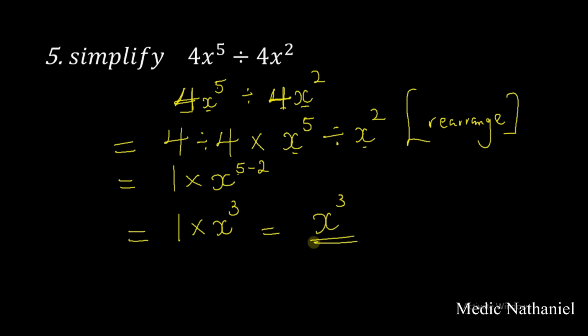This is the answer. 1 times any number is equal to that number. 1 times 5 is equal to 5. 1 times 6 is equal to 6. 1 times x raised to the power 10 is equal to x raised to the power 10. So 1 times any number is equal to that number. So that's how we got this: 1 times x raised to the power 3 is equal to x raised to the power of 3.